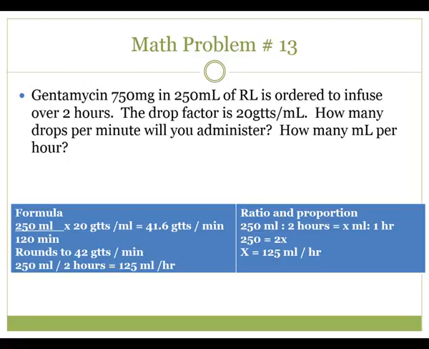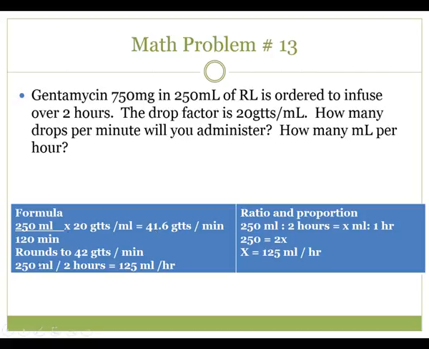Gentamicin, 750 milligrams and 250 mils of ringer lactate to go over 2 hours. The drop factor is 20. How many drops per minute do you administer? How many mils per hour? Your what is getting infused is 250 mils. Your time is 120 minutes. Your drop factor is 20 drops per mil. So that would be 41.6 drops per minute, which would round to 42.